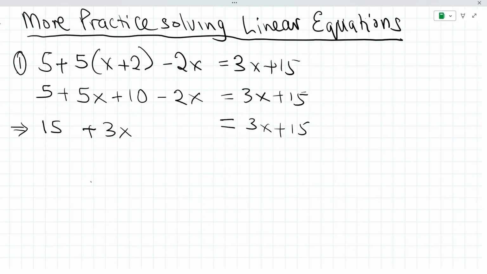Now from what we have here, 15 plus 3x is equal to 3x plus 15. Once you get to this point, you find that the two sides are the same, and therefore there isn't anything more we should do. It's just balanced out. So this side is equal to this side, and that's all there is to it.